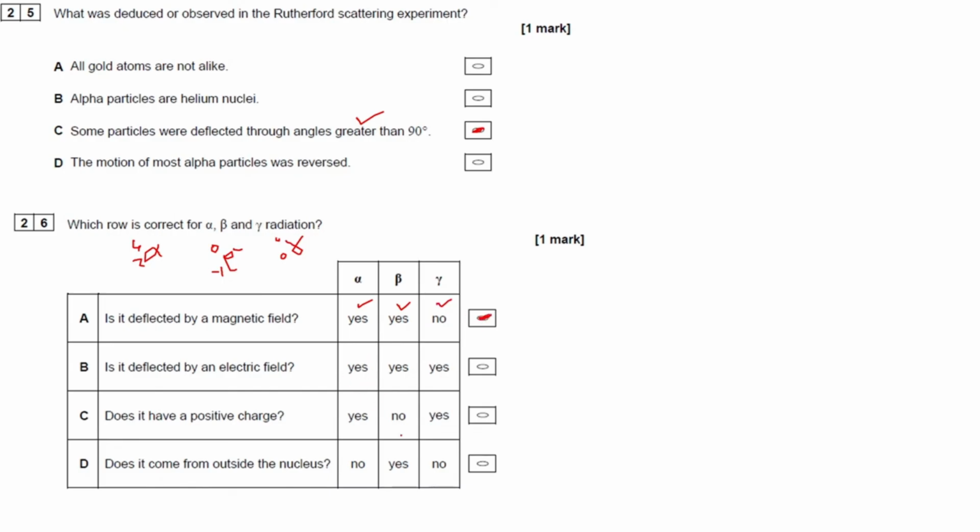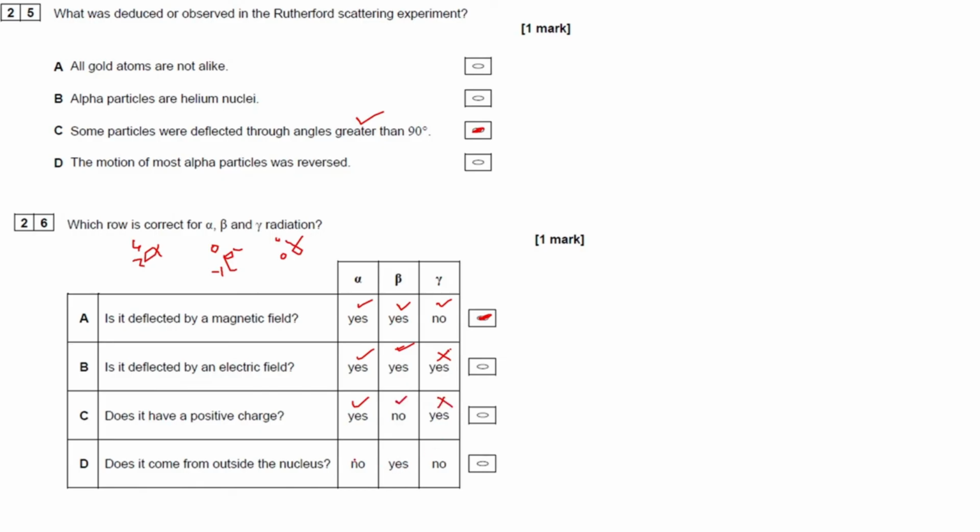You could talk about why the others aren't correct. So for example, this can't be correct because gamma is chargeless, so it can't be affected by an electric field. Only things with charge can be affected by electric fields. Alpha has a positive charge, beta has a negative charge, so that statement is technically correct, but gamma has no charge, so this is not correct.